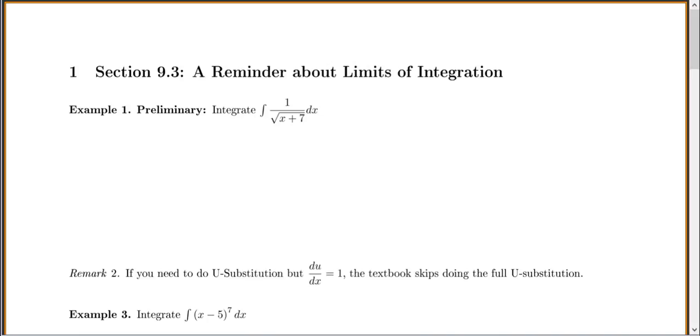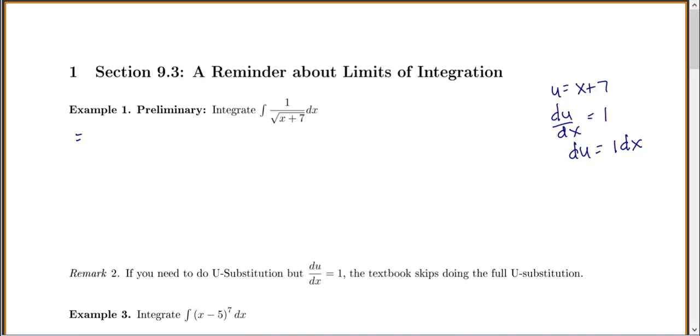So I look at this and I don't actually know how to integrate this. I could do just 1 over the square root of x. But 1 over the square root of x plus 7, I would have to actually do u substitution. So I'm going to have to do u equals x plus 7, because then the derivative of that, du dx, is going to be 1. And so du equals 1 dx.